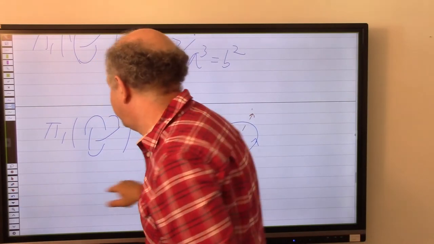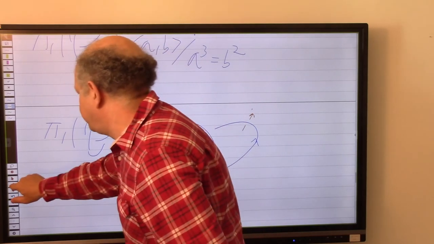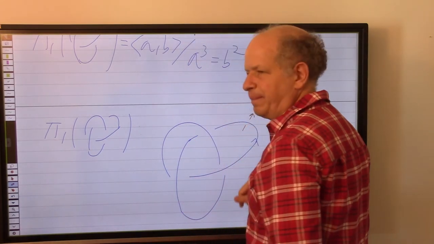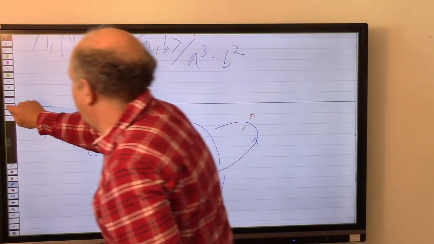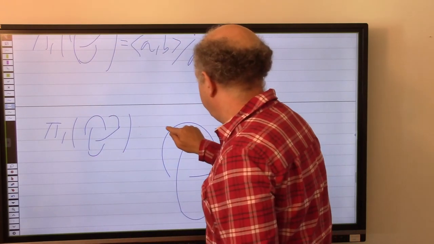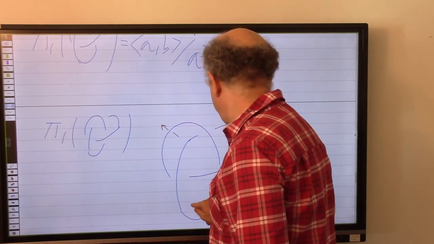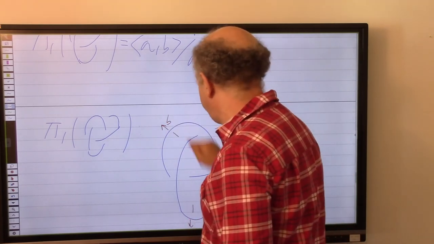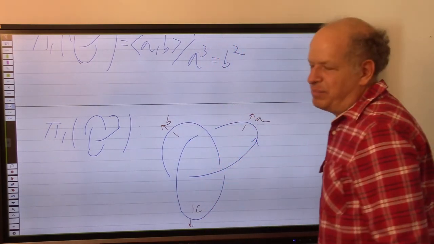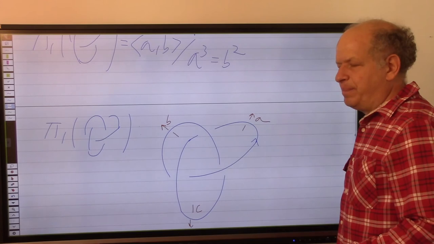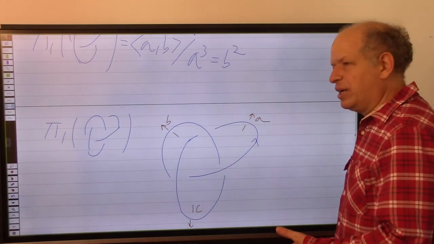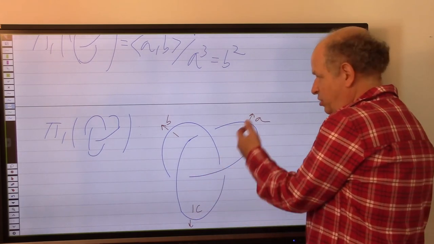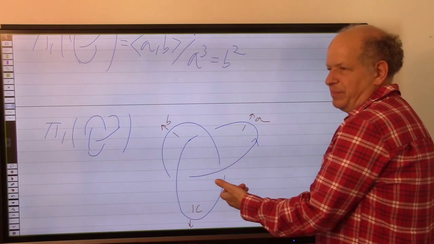I can erase it. It's the same as that one. But I do have two others. So I have this one, and I have that one. And let's give them names. Let's call them A, B, and C. And I claim that every element of pi 1 is a product of As, Bs, and Cs. So in other words, A, B, and C generate pi 1.